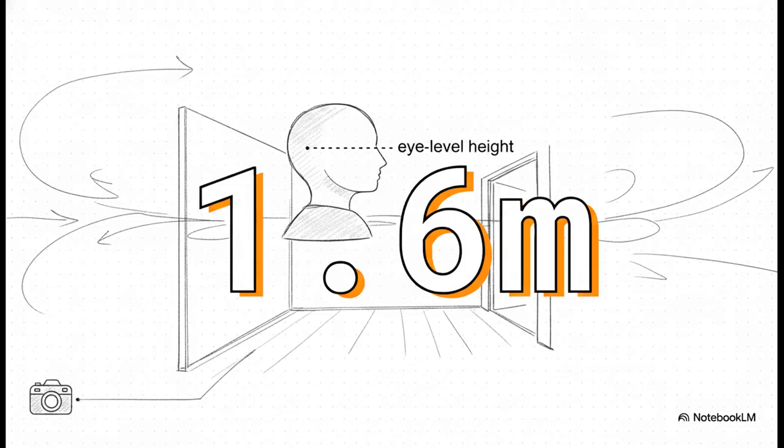Now, I want to highlight this specific number, 1.6 meters. Throughout this entire 30-second walkthrough, maintaining a constant eye-level height of roughly 1.6 meters is absolutely our secret sauce. It's what stops the render from feeling like a drone zipping through a dollhouse. By locking the camera to an average human eye level, the motion feels incredibly immersive, human-scaled, and completely grounded.